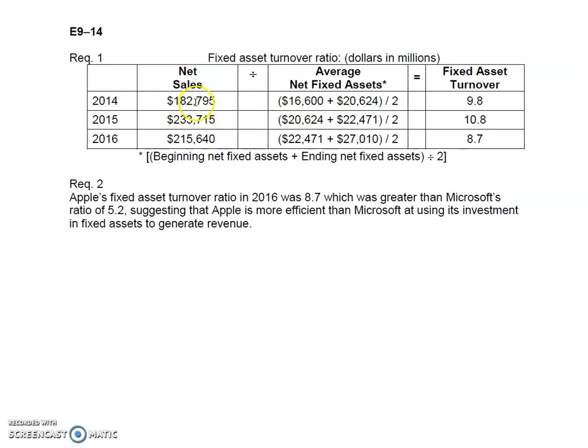Divide that into $182,795. We get a fixed asset turnover ratio of 9.8. In other words, for every dollar of fixed assets during the year, they generated $9.80 in revenue. For 2015, it was 10.8. For 2016, it was 8.7. And you can see how that jumps around.